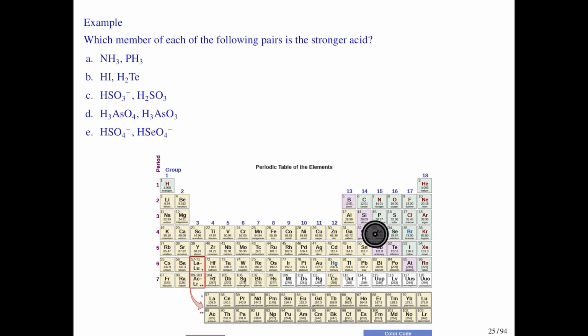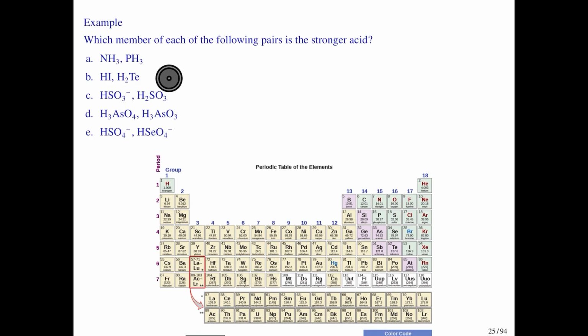So the bond between hydrogen and phosphorus is going to be longer and weaker than the bond between hydrogen and nitrogen. Consequently, it will be easier to donate away that proton for the phosphorus trihydride compared to the nitrogen, compared to the ammonia. So the stronger acid is the phosphorus trihydride in this case.